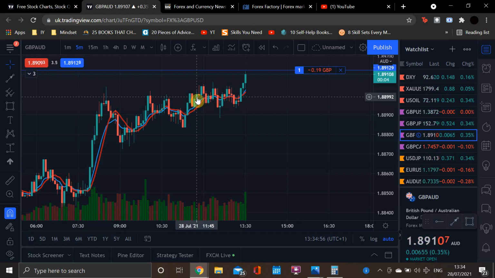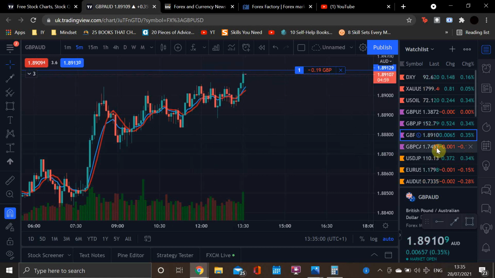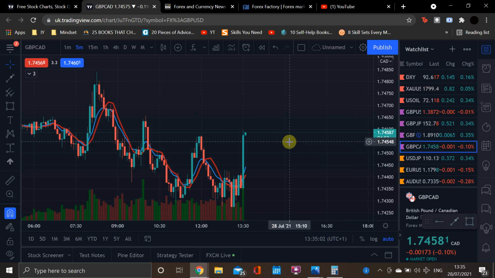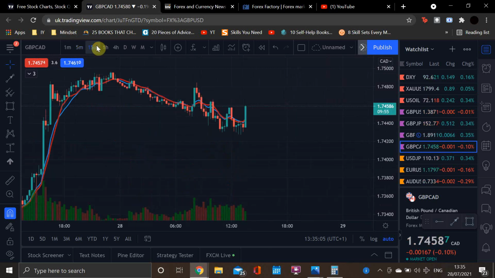Where my stop loss will be. Look how well GBP is doing against... Oh look, this is a definite trend line. Definite. You know what? I'm gonna buy GBP CAD as well.